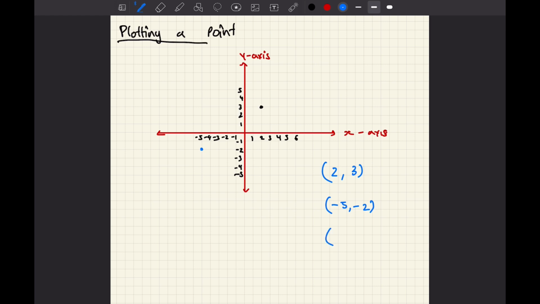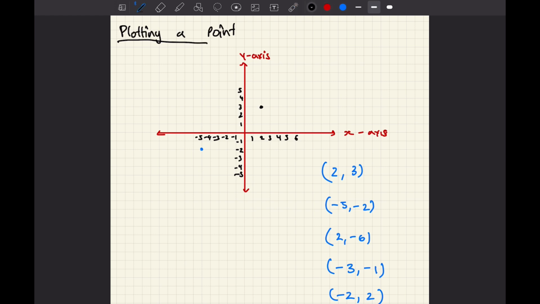Okay, can you try the numbers (2, -6), (-3, -1), and (-2, 2)? So could you try those now? Okay, I'm hoping you pause the video to try these numbers out. Let's work through them together.